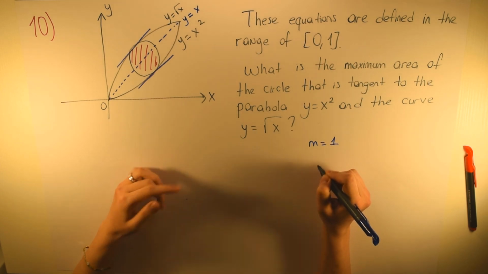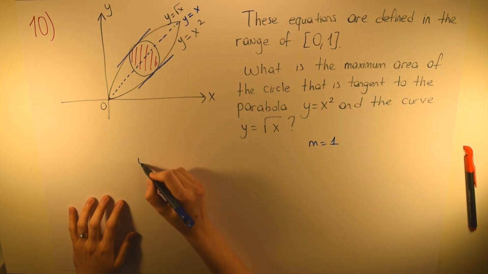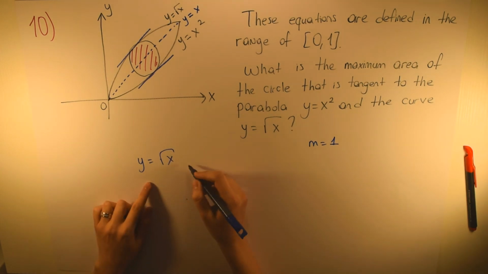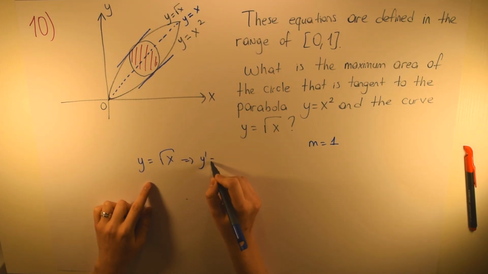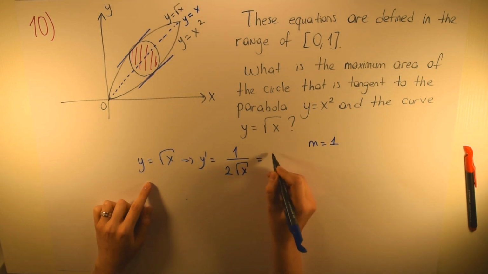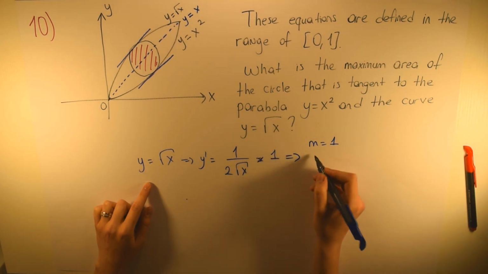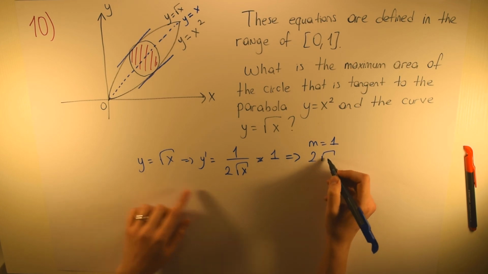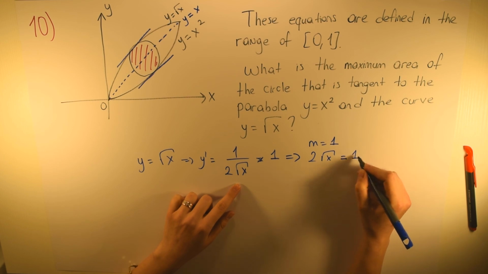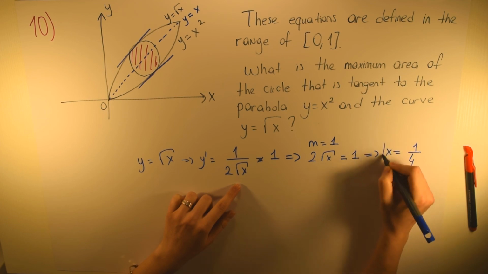Okay, so how we find the slope? By taking its derivative. So let's look at this one first. Y is equal to square root of x. So when I take its first derivative, it will be equal to 1 over 2 square root of x. Okay, and this is equal to 1. So from here, when I do cross multiplication, 2 square root of x is equal to 1. So square root of x is equal to 1 over 2, and x is equal to 1 over 4.